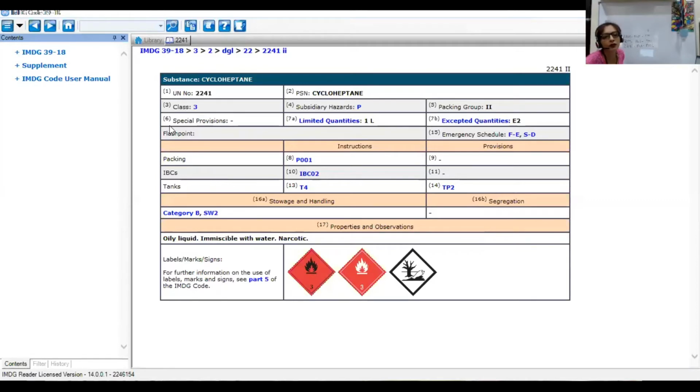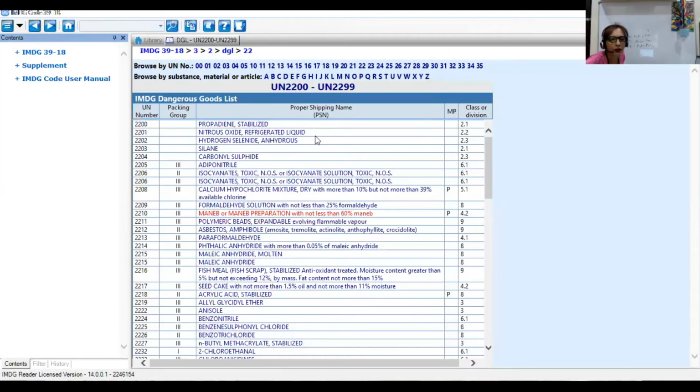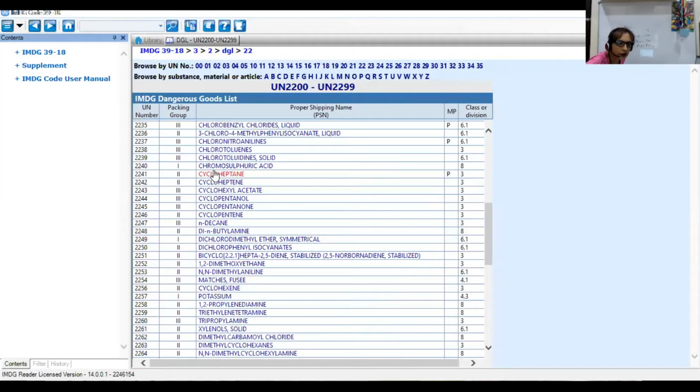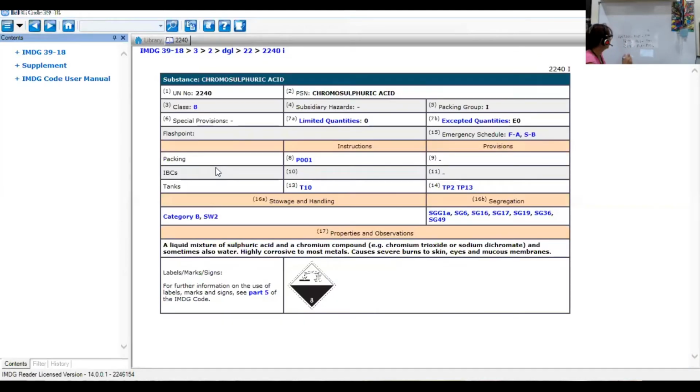Also a 2240. This is the other product that I produce as well. And when I look at my 2240, 2240 is a PG1, right? But all of them share the same packing instruction. Am I right? All these four UN numbers share the same packing instruction. Let me bring this closer. I'm going to move it a bit so it's closer to the whiteboard.